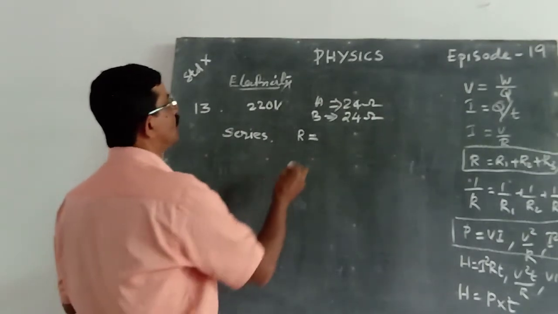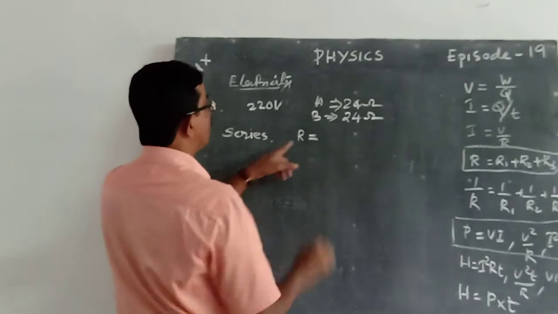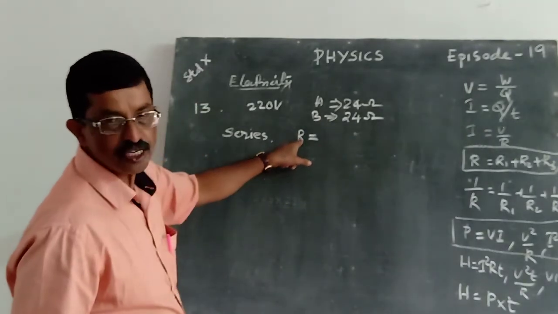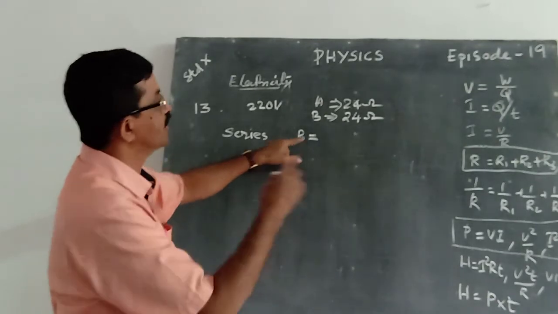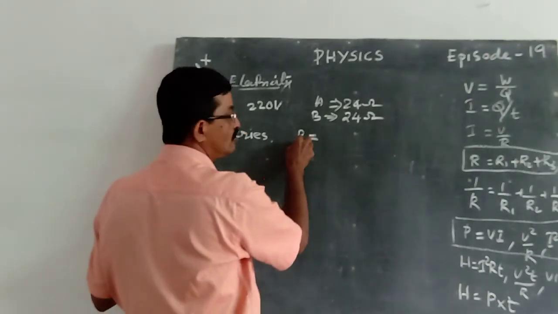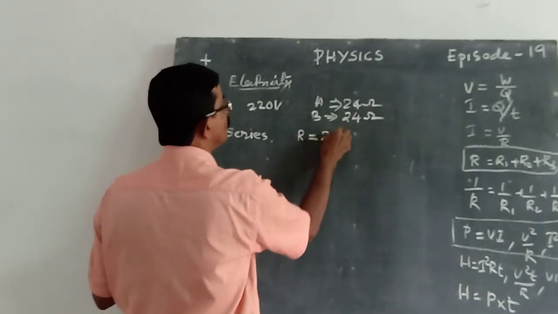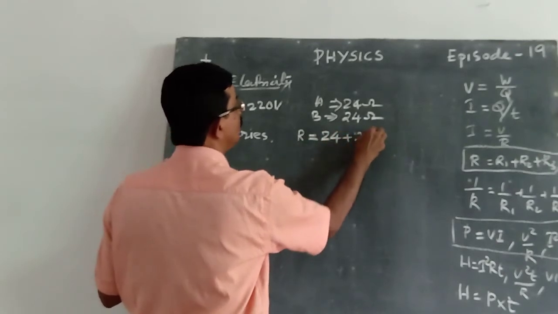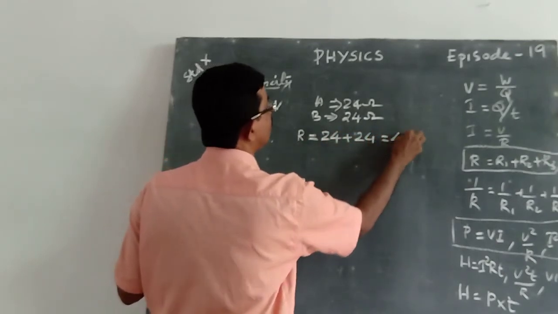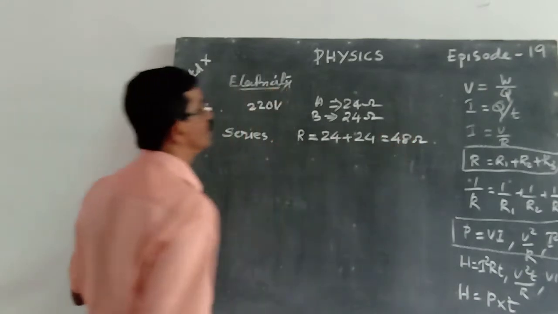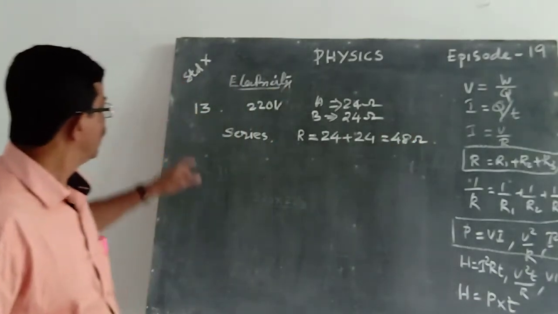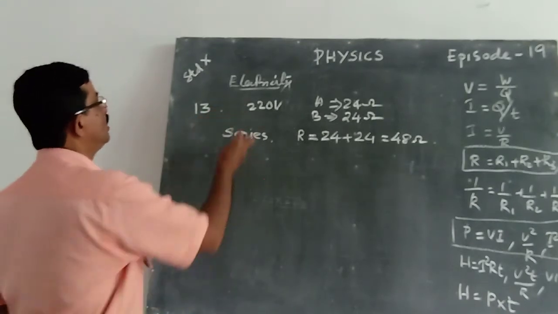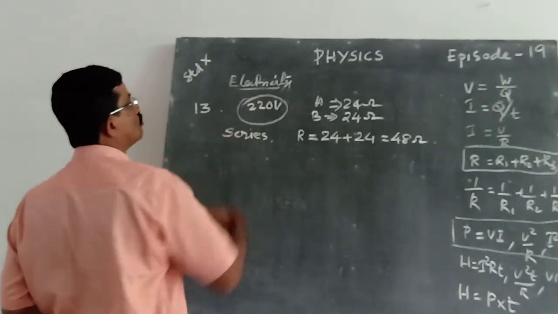To find the current, we are going to find the total resistance at first. See, R is equal to 24 plus 24, that is equal to 48 ohm. Now we apply a potential difference of 220.